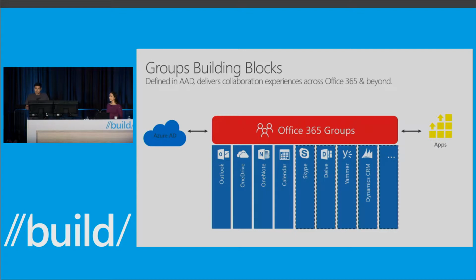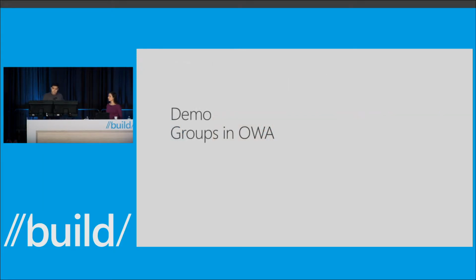And on the right-hand side, you see apps, which is where we will spend a bunch of time too, because not only are Office 365 groups available to use in existing products like OWA, but you can create applications that can then access all these different pieces and build platforms on top of it. So let me quickly show you how groups look today in OWA.